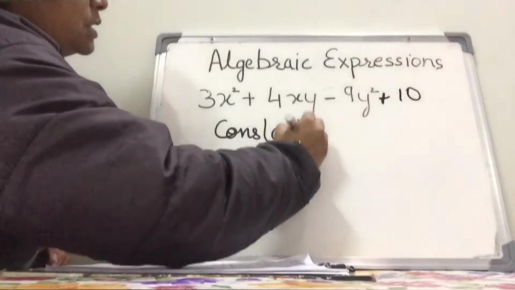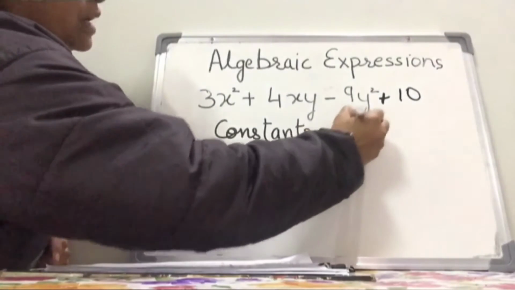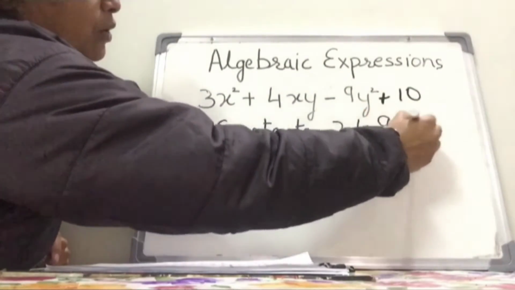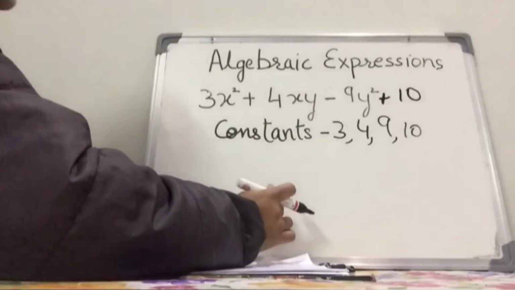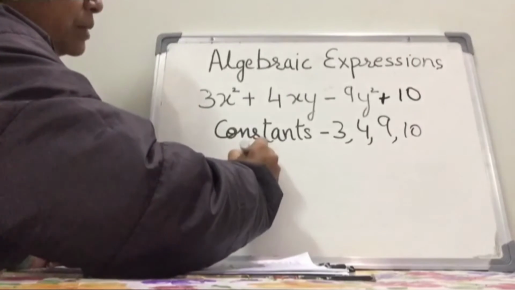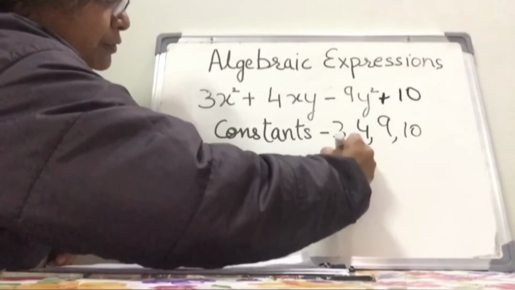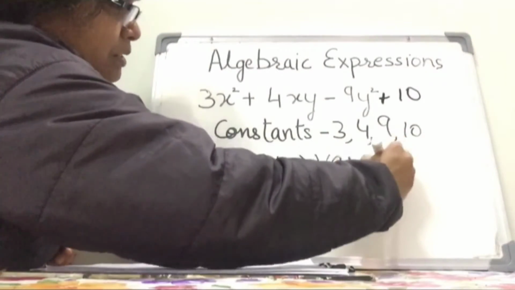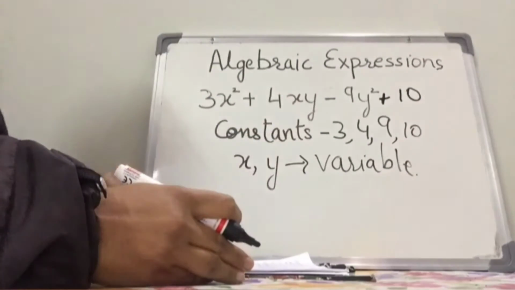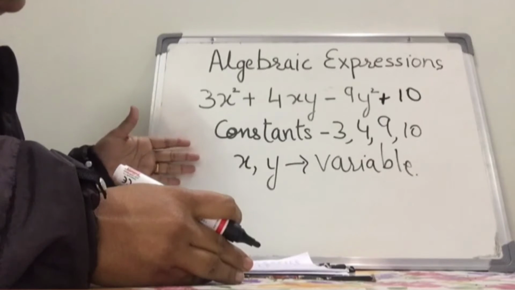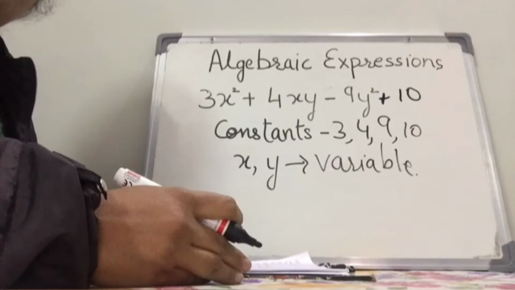Why are they called constants? Because their values are fixed. We cannot change the value of 3, we cannot change the value of 4, 9 or 10. So they are called constants. And x and y, those are alphabets and are called variables. Why are they called variables? Because we can change the value of variables at any point of time. This we will learn later on. So alphabets in an algebraic expression are called variables, and the numbers, numerical values, are called constants.